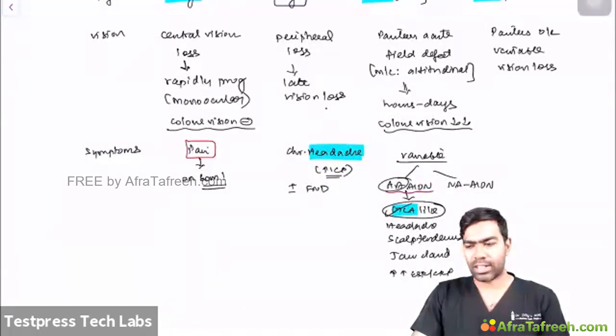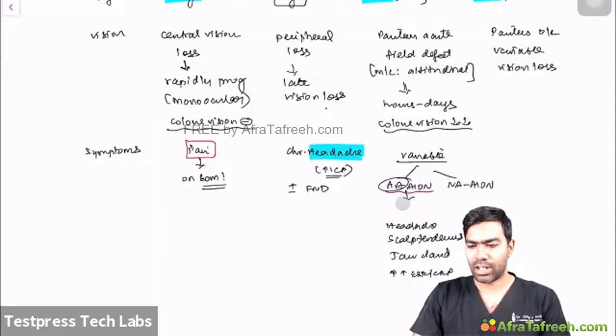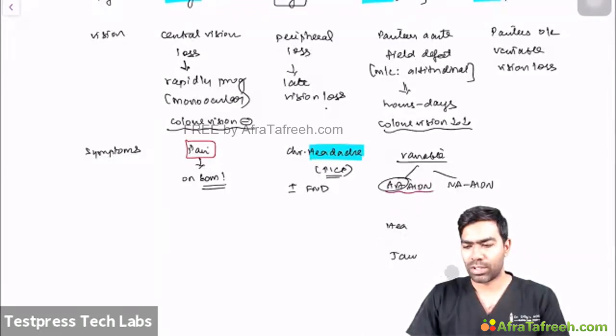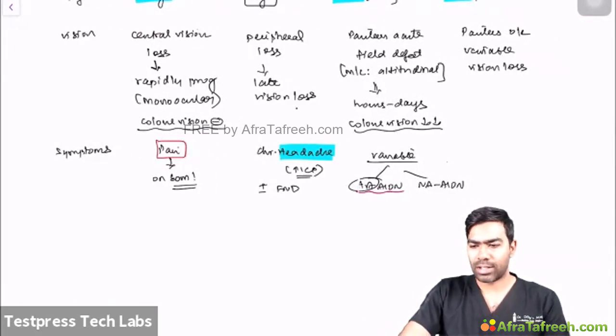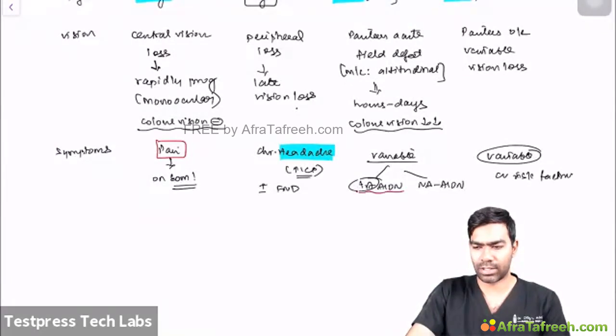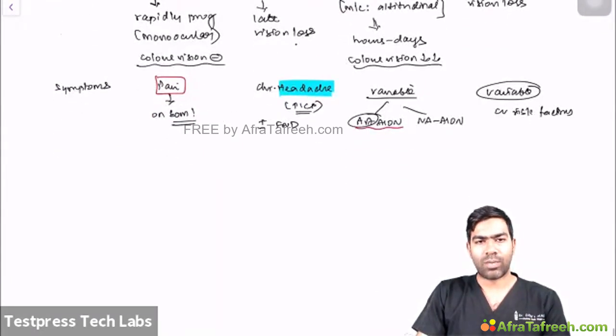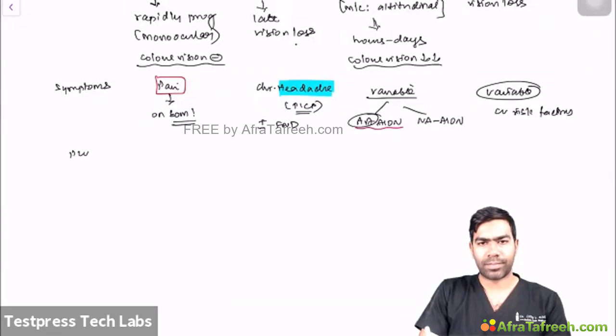They will not have headache, they will not have scalp tenderness, they will not have jaw claudication. ESR, CRP will be normal, because that is due to atherosclerosis. So there are two types of AON: one is arteritic type of AON and non-arteritic type of AON. And CRVO, variable again. You don't get any symptoms, but only cardiovascular risk factors will be there because it's an atherosclerotic disease.